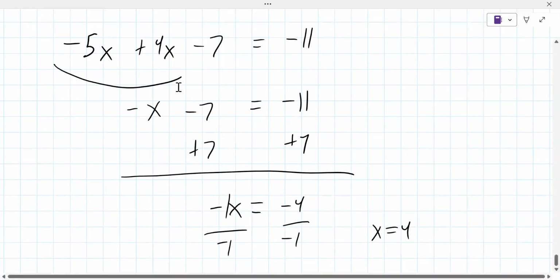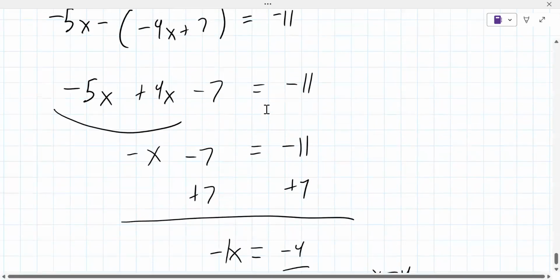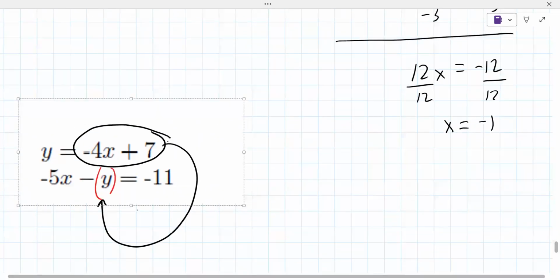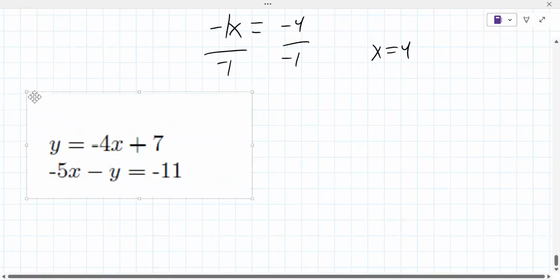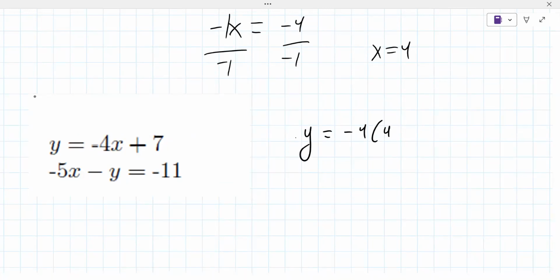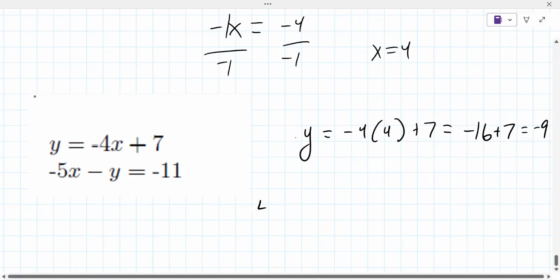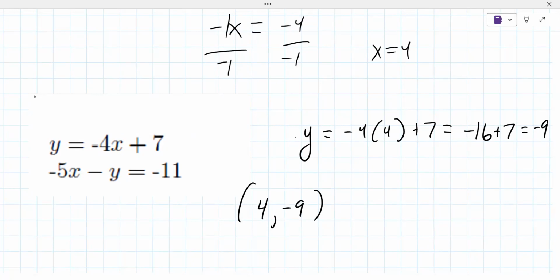All right, so this progression is very repeatable, what we've been doing. You do this over and over again. Then you go back to one equation or the other and you solve for the other variable. So we got y equals minus 4 times 4 plus 7, minus 16 plus 7 equals minus 9. So we have 4 comma minus 9 like that. Is that okay? Yes. All right.